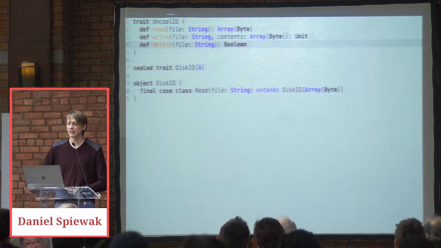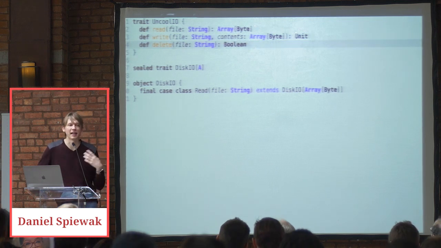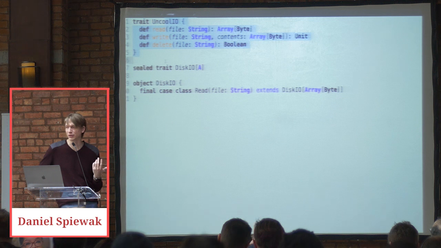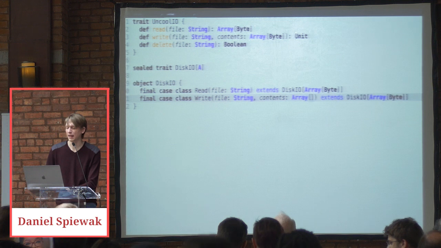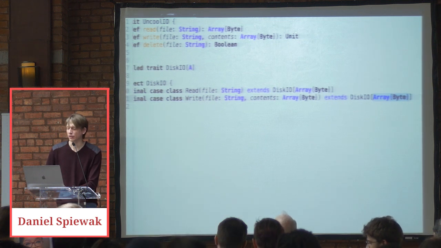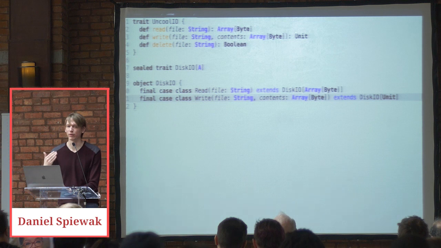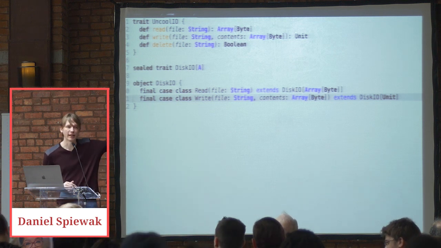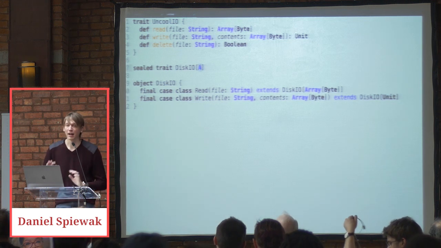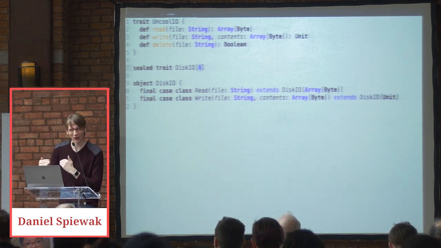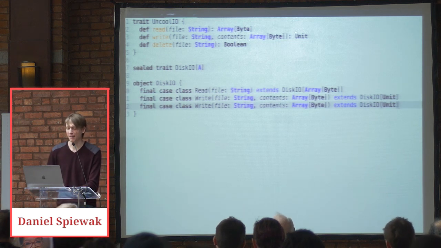Okay. So this is the set of operations. If you were building a trait that described our set of operations, you would do this. But instead of building a trait, we're just building some data. So we've got a read and we've got a write, with contents, array byte, and that's going to be unit. So you see the pattern here, where the parameters to our function are getting put into the case classes, and the return type is going to be the thing that we put inside the A here. Now, I promise there's a point to all of this. There's a reason we're encoding it in exactly this way. And then delete. Cool.